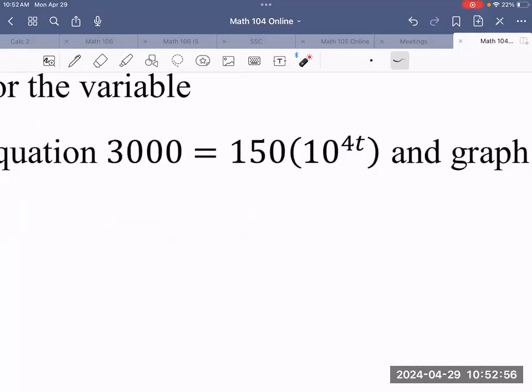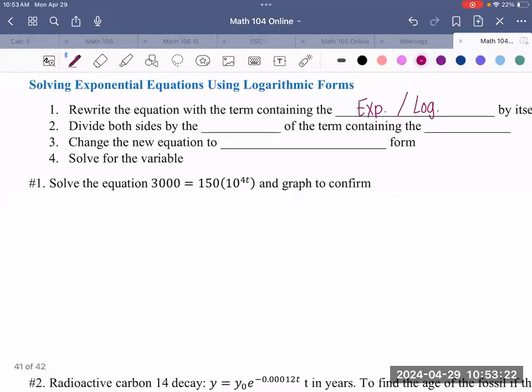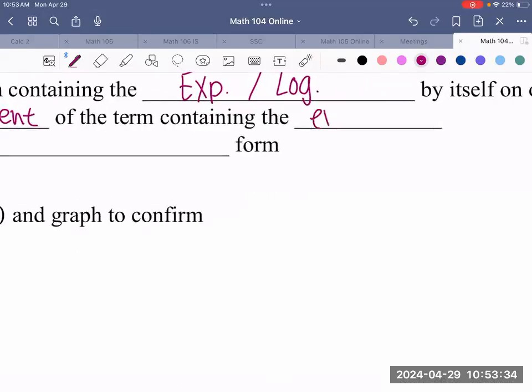First determine, do you have an exponential or a logarithm? And then locate it. Notice that we do have an exponential over here. We have a base 10 raised to the 4t. Now, is your exponential term all alone on one side? No. So if it is not alone, notice this 150 is the coefficient of the term. So if you have a coefficient, we are going to divide both sides by the coefficient of the term containing the exponential or the logarithm.